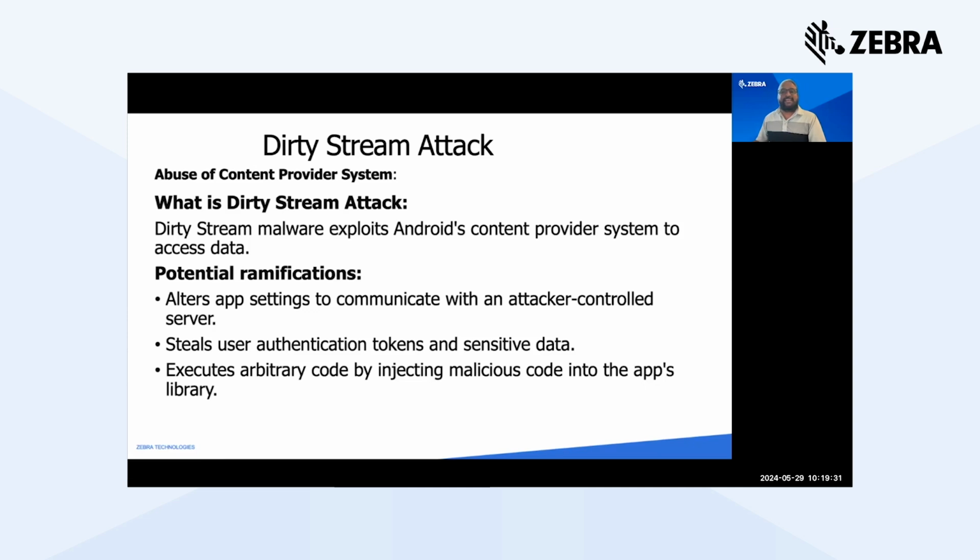So now let's see what the potential ramifications are. I can alter the Android app settings of the receiving app, making it communicate with a server controlled by an attacker. Data theft: I can steal the user's authentication token or any other sensitive data. Or I can inject code for arbitrary code execution, injecting malicious code into the receiving application's native library. These ramifications highlight a critical security risk posed by Dirty Stream, making it essential to strengthen the validation and security practices in application development. Next slide.